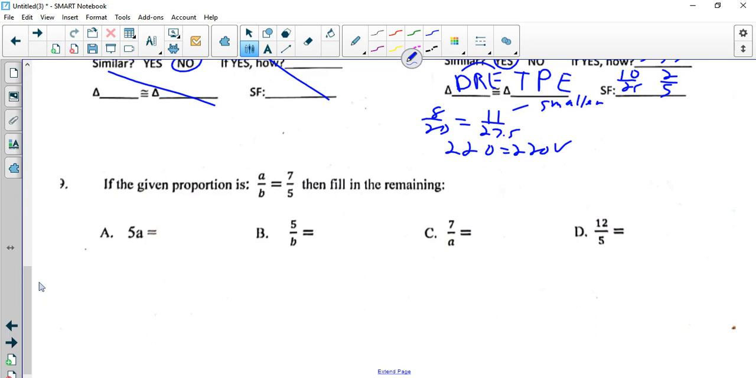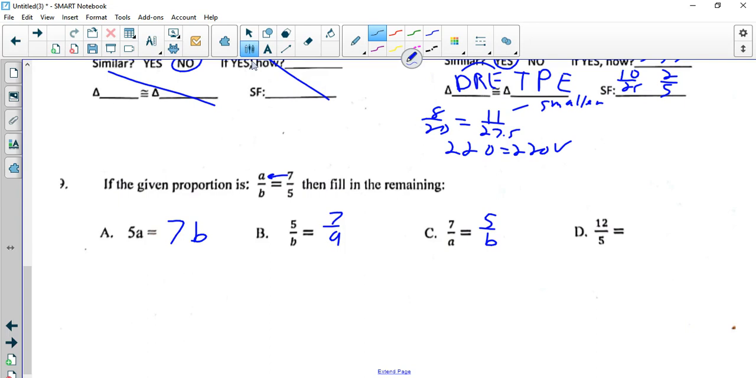So 5A, and it helps if you draw it and erase. 5A would be the same as 7B. Okay, 5B, 5 over B, would be like 7 over A. Same order. 7 over A would be just like 5 over B. And if you notice, C and B are just kind of the same thing switched.